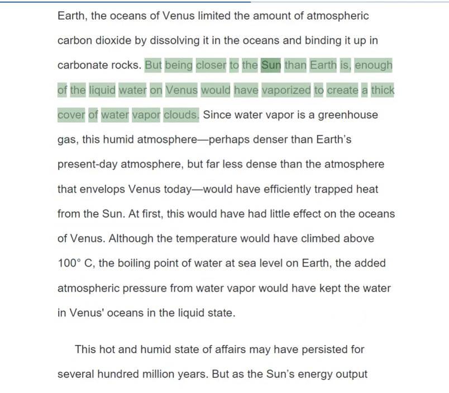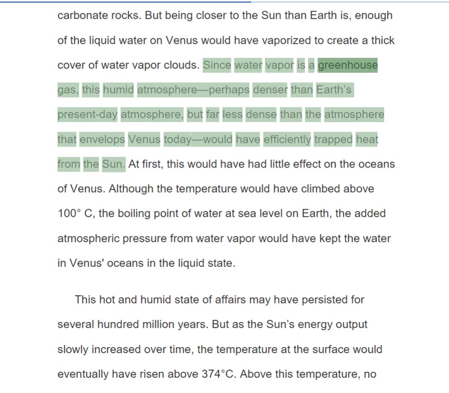But being closer to the Sun than Earth is, enough of the liquid water on Venus would have vaporized to create a thick cover of water vapor clouds. Since water vapor is a greenhouse gas, this humid atmosphere, perhaps denser than Earth's present-day atmosphere, but far less dense than the atmosphere that envelopes Venus today, would have efficiently trapped heat from the Sun.